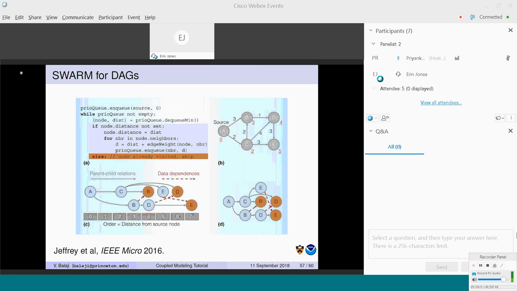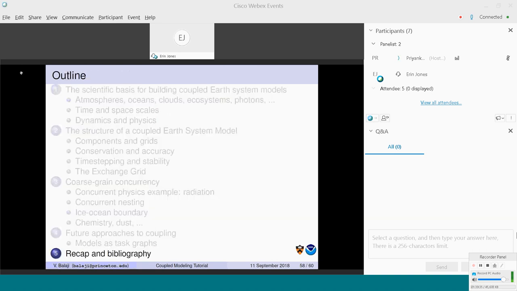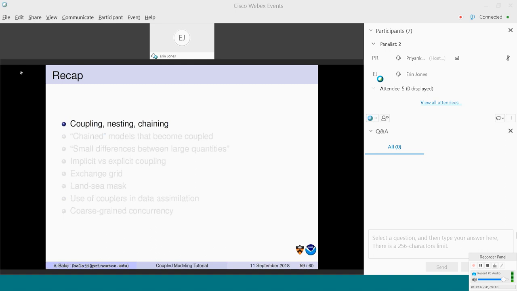Across physics, across space and time. I'm going to end here and leave some time for questions. So here's a little recap. I just want to go over all the terminology I've raised: coupling, nesting, chaining. Does anybody have any questions about this stuff? All clear?